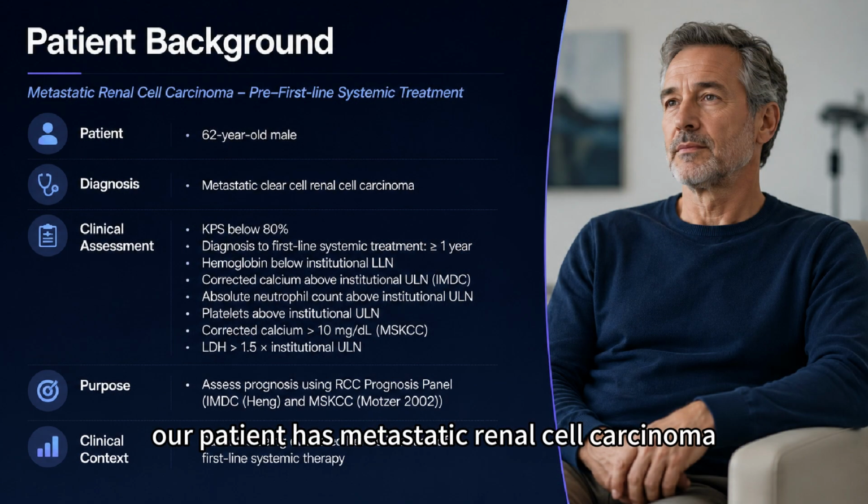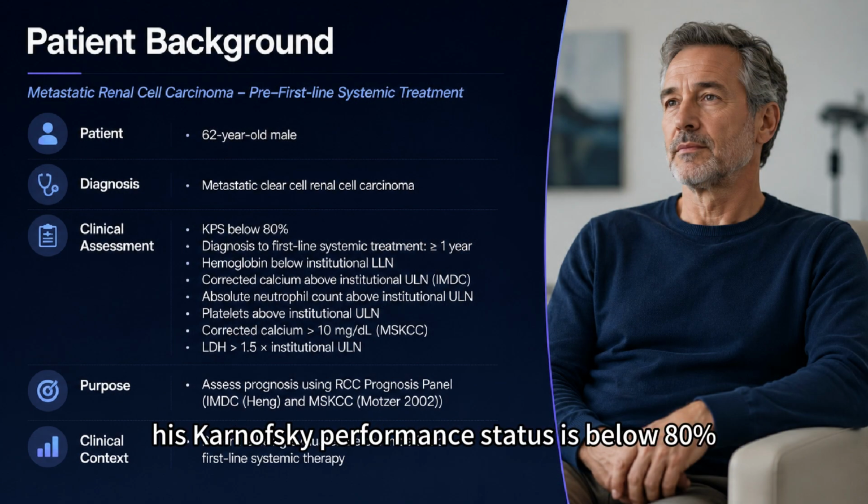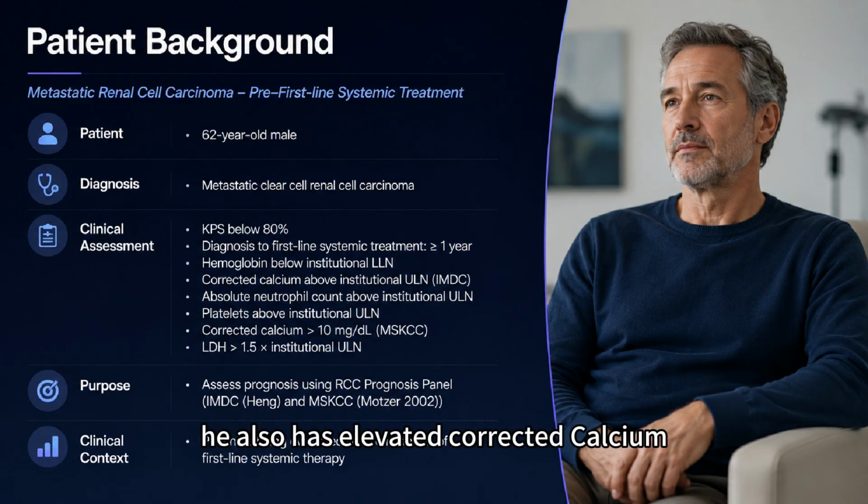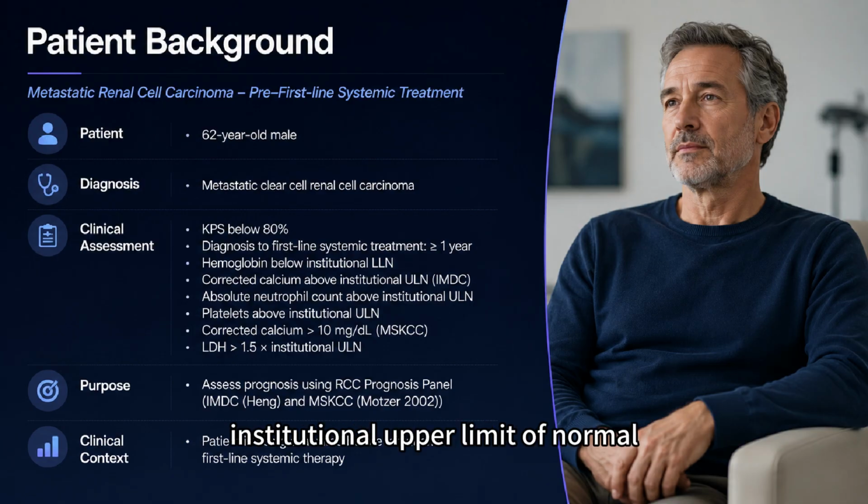Our patient has metastatic renal cell carcinoma. His Karnofsky performance status is below 80%. It has been at least 1 year from diagnosis to first-line systemic treatment. His hemoglobin is below the institutional lower limit of normal. He also has elevated corrected calcium, an elevated absolute neutrophil count, and an elevated platelet count. His LDH is above 1.5 times the institutional upper limit of normal.